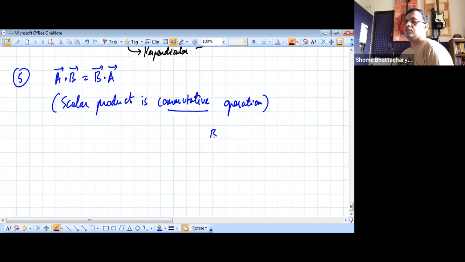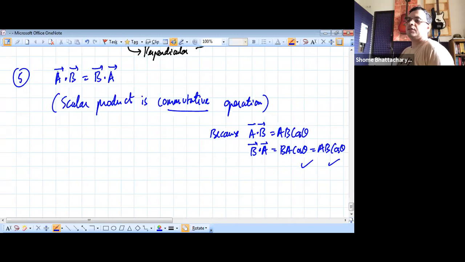Now, why is this the case? Because it's very simple. A dot B is AB cos theta, and B dot A is BA cos theta, but that can also be written as AB cos theta. Whether we write A's magnitude into B's magnitude into cos theta or B's magnitude into A's into cos theta, numerically it is one and the same thing. So that's why it's commutative in nature.